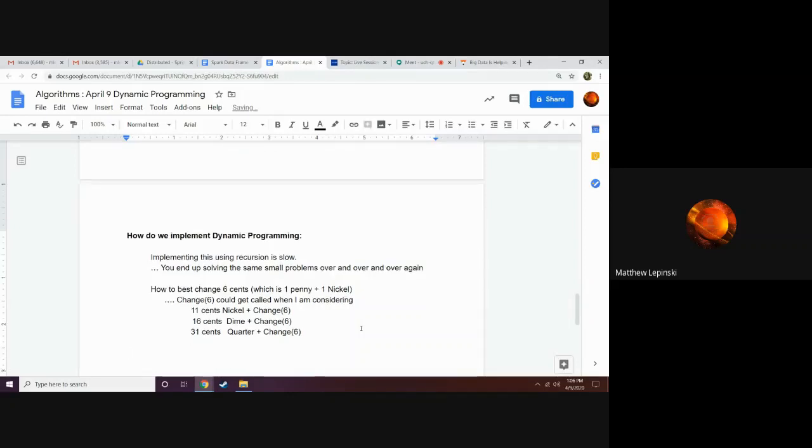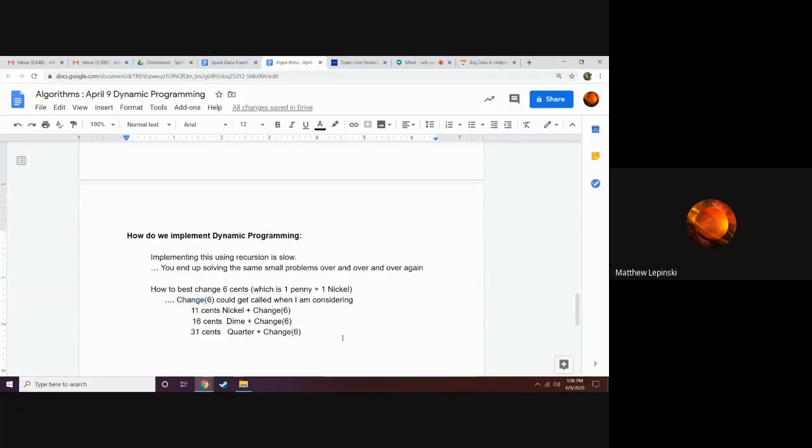So if I'm trying to change a large amount of currency, like a buck 31, I can end up calling the change 6 function, make change for 6 cents, over and over and over and over again.